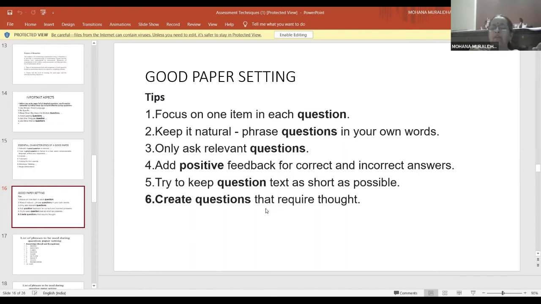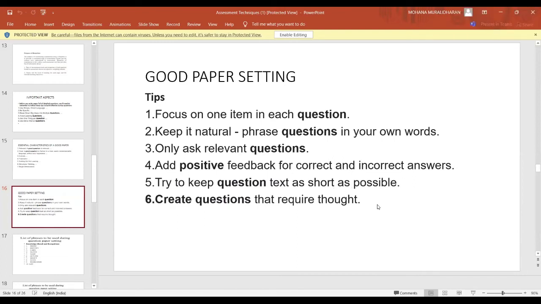Uma Daneshwari ma'am, if you can please mute, we'll be very thankful, ma'am. Please mute, ma'am. Yes, thank you, ma'am.